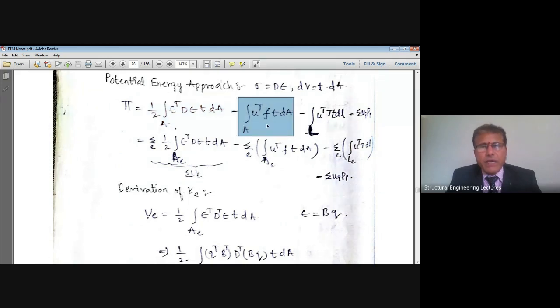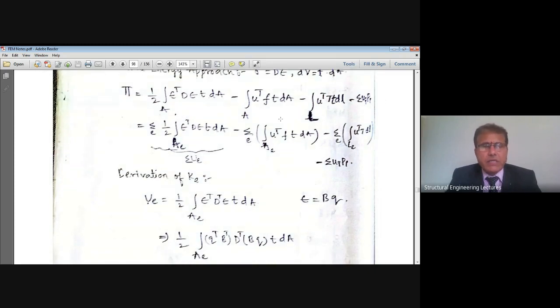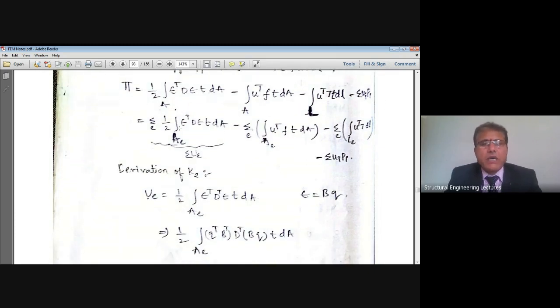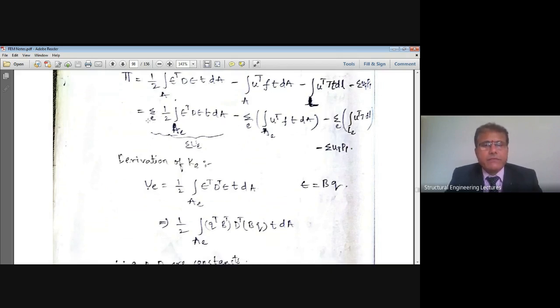Similarly, the work done by the body forces is minus u transpose f dV, where dV is equal to t multiplied by dA over the area of that element. Similarly, the work done by the traction forces is u transpose T dS, where dS is equal to t multiplied by dL, integration over L, and the work done by the concentrated loads, if any, is the summation of Ui Pi. That is all. Here there is no temperature load considered, but it may also be considered, as we have seen in one of the videos, right?